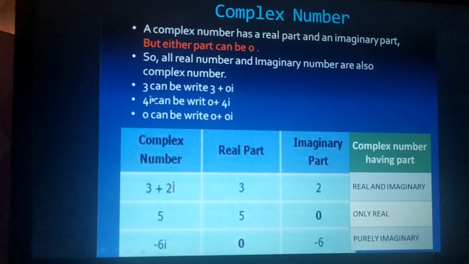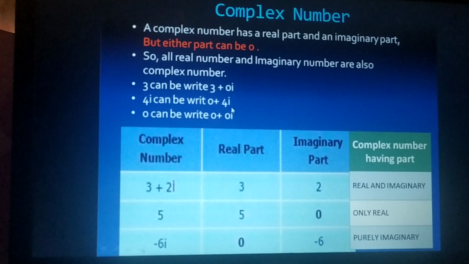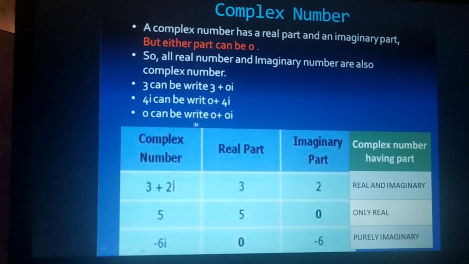3 is a real number. It can be written as 3 plus 0i. It is a complex number. 4i is an imaginary number. It can be written as 0 plus 4i. It is also a complex number. We can write 0 also as a complex number. 0 can be written as 0 plus 0i.